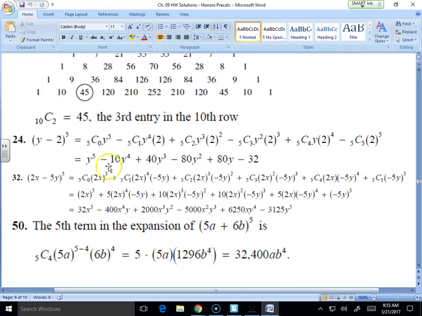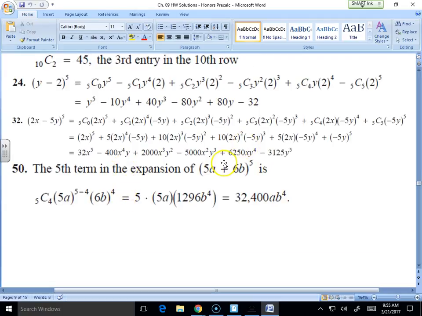Number 24, the full expansion. Check it. Did you guys get your negatives, positives okay? Think of it as y plus a negative 2. So when you plug in a negative 2, that'll be a minus in the term. Negative 2 squared becomes a positive. Negative 2 cubed is a negative, etc., etc.